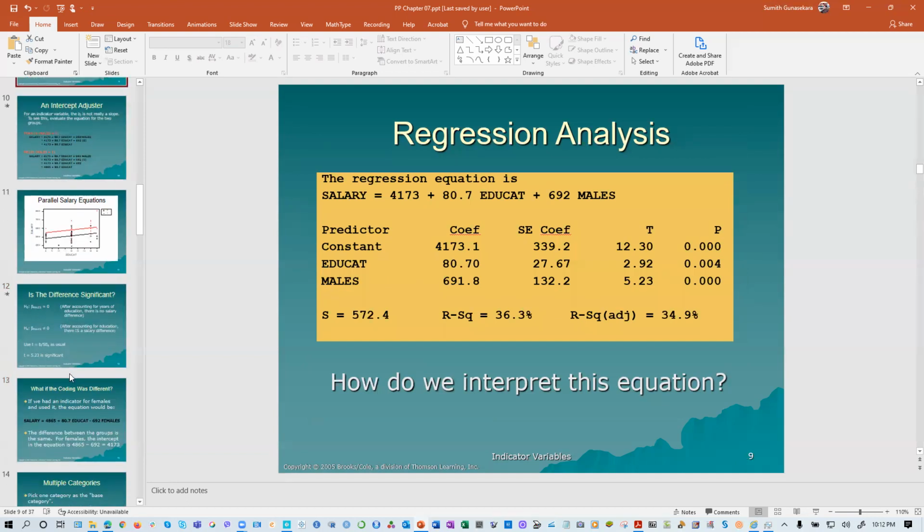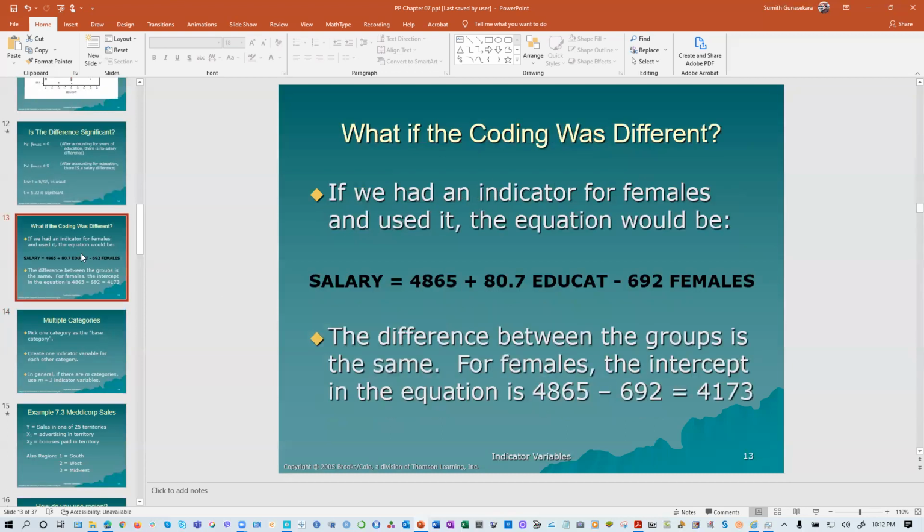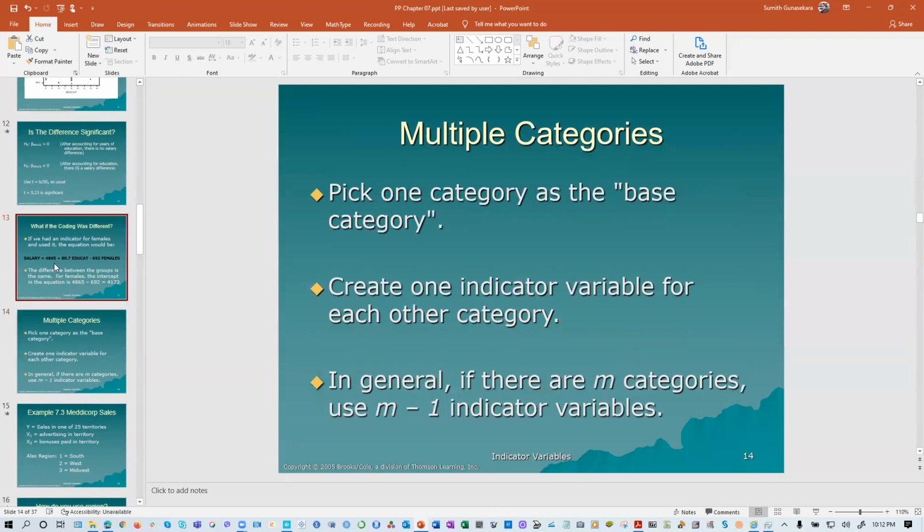Right, right. Because we focus only on the categorical variable. Okay. What if the coding was different? That means you're going to put it the other way around. They switch those two, but still you get the same thing. That's why we have to say it doesn't matter.